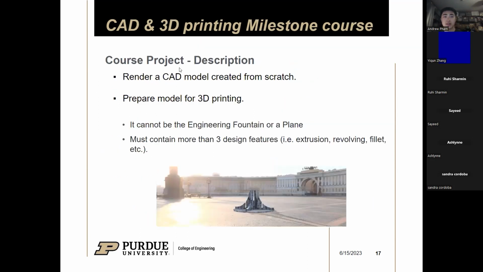So the thing I just talked about, the final project, you want to be able to design your own model from scratch, no instructions. Then we're going to teach you how to render it and prepare it for 3D printing. There's some things that you can't have because you can't just copy one of the assignments. So please don't do the engineering fountain or a plane, but it must contain 3 design features. But those are some things that you'll be learning later on in the course.